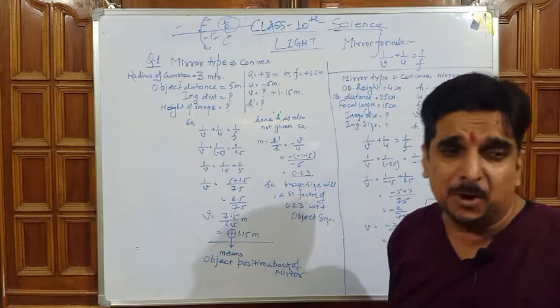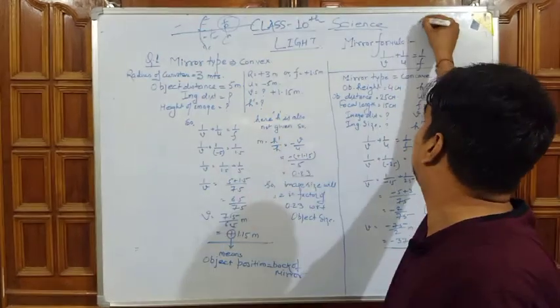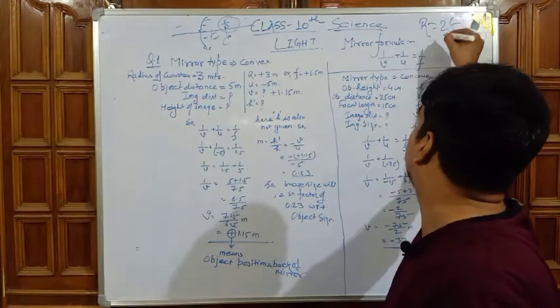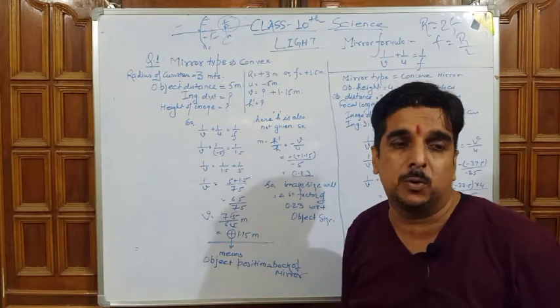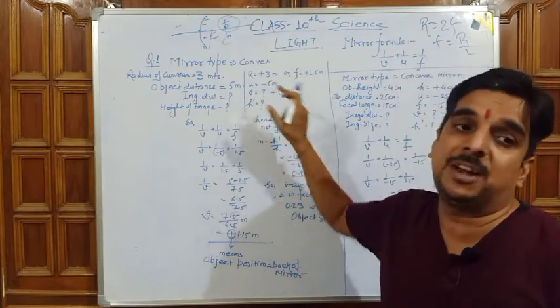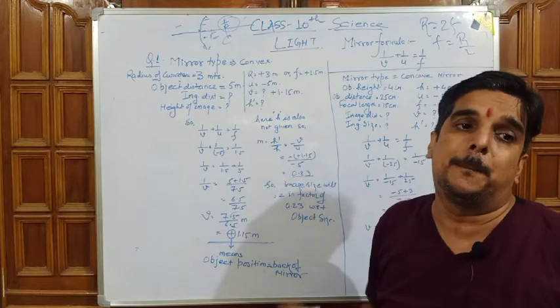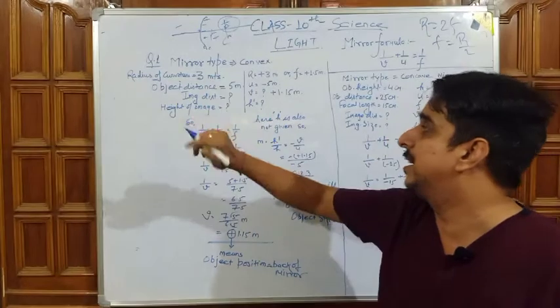So according to the law I told you, R is always equal to 2F, or in other words F is equal to R by 2. So focal length will be how much? We will divide 3 by 2, that will come around plus 1.5 meter. Okay. Object distance 5 meter.